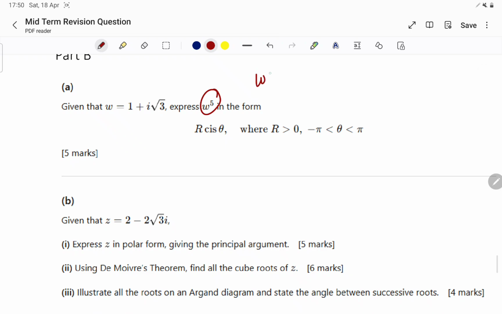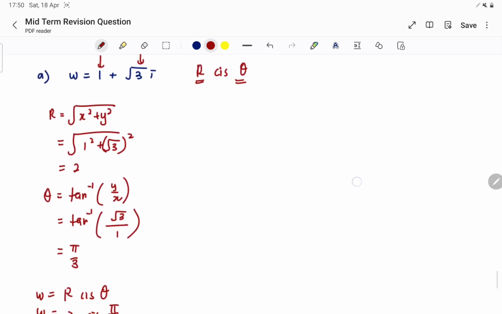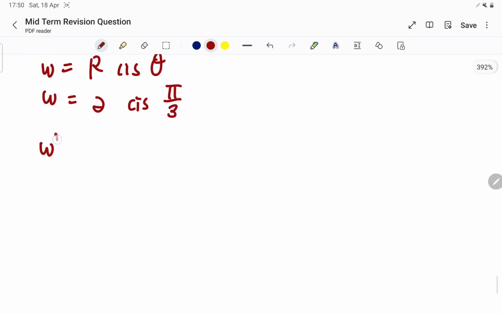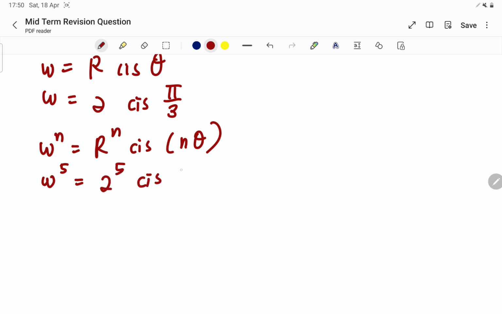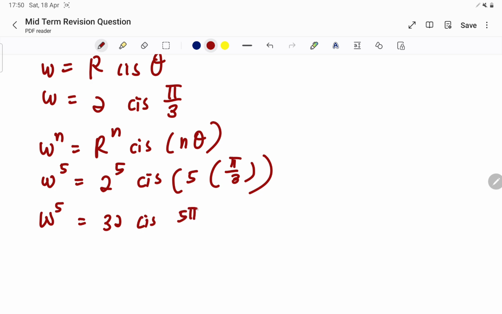So for W to the power of 5, you can use the formula z to the power of n equal to r to the n cis n theta. We can apply this as well: if you want to know W to the power of n, you get r to the power of n cis n theta. So here W to the power of 5 is equal to 2 to the power of 5 cis 5 multiplied by theta, which is pi over 3. So the final answer is 32 cis 5 pi over 3. This is your answer for this question.